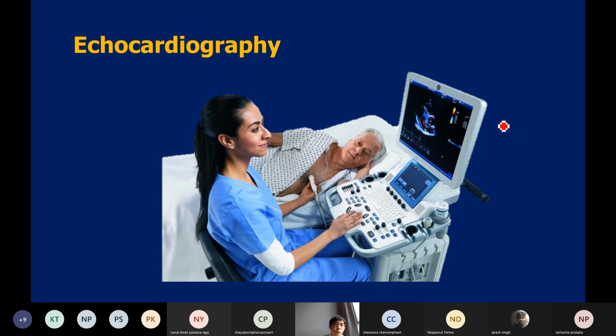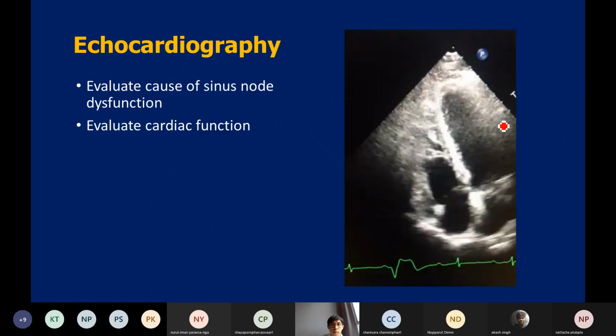So we do the echo to see the whole cardiac function, the ejection fraction, and the valvular function of the patient, to see if there are any abnormalities in the heart that could lead to the arrhythmia. Echo can be used to evaluate the cause of sinus node dysfunction and the cause of AV node dysfunction.